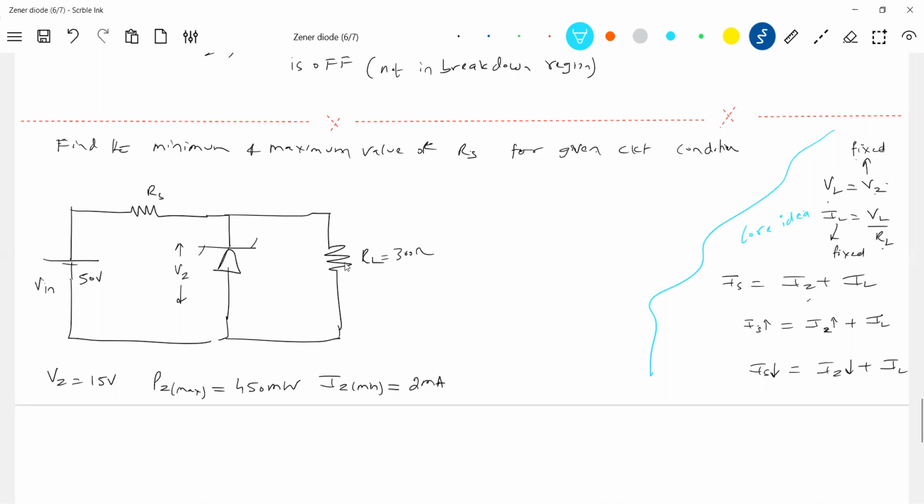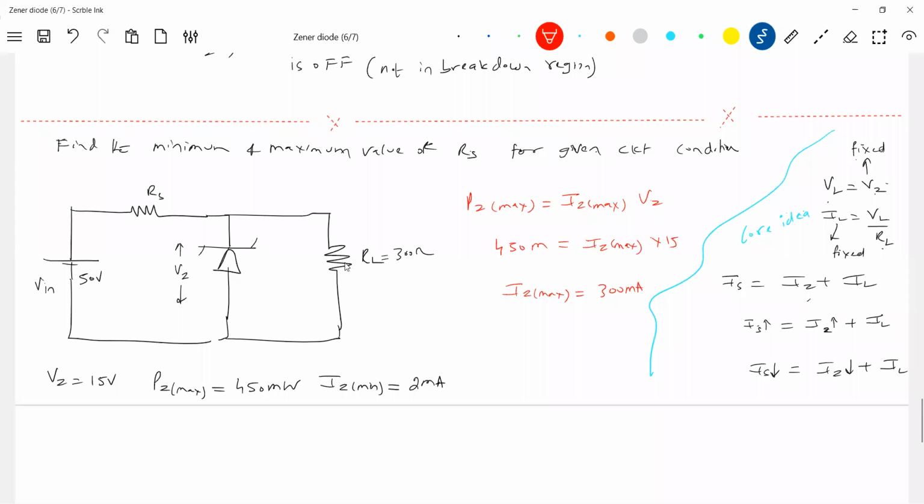Let's calculate IZ max and IZ minimum. IZ minimum is already given. How to calculate IZ max? Because we know VZ, first we'll write the power relation. This is 450 milli, divided by 15. IZ max is 30 milliampere.